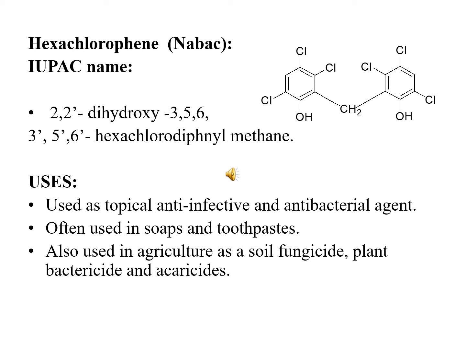Uses: it is used as a topical, meaning applied over the skin surface, anti-infective and antibacterial agent. It is also used in soaps and toothpaste, so this is very important, sometimes asked as the antiseptic present in toothpaste. So hexachlorophene is present in toothpaste, while the one present in Dettol is chloroxylenol. It is also used in some agricultural practices, such as a soil fungicide for fungus growing in the soil, a plant bactericide if bacteria are growing on the plant, and a caricide also. The word caricide is used for locusts or other insects which grow along with bacteria and fungus in the agricultural field.